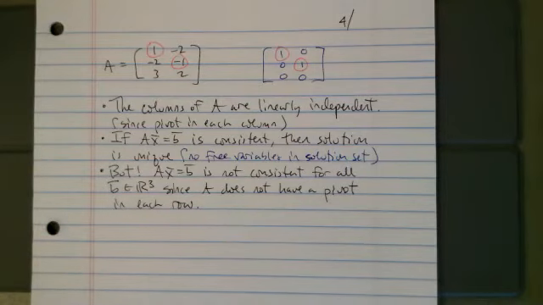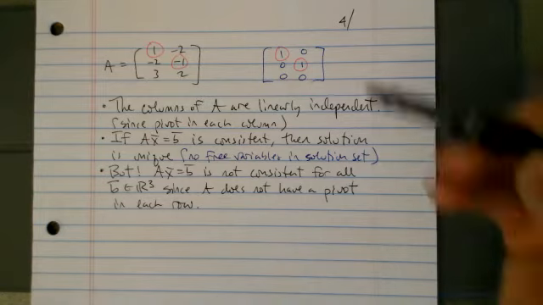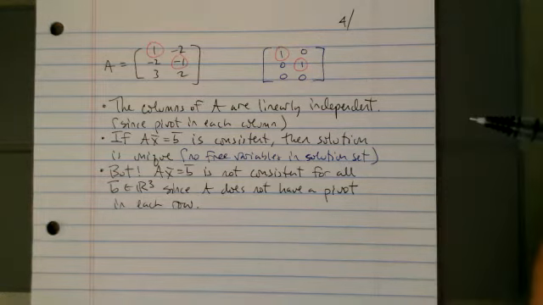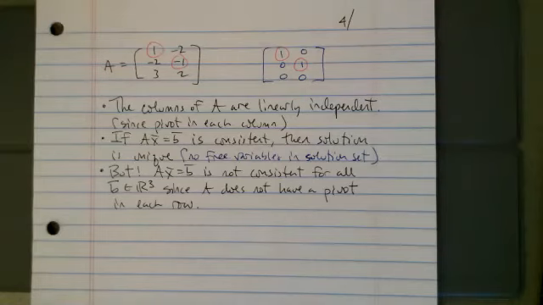Any questions? Then we just have to be careful about how we say it, because we can't just take the phrase not consistent and replace it with inconsistent, because then now we're wrong. So we could say AX equals B is not consistent for all B in R3 because A does not have a pivot in each row. But if AX equals B is consistent, then the solution will be unique because there's not going to be any free variables, no room for free variables in our coefficient matrix. Any questions?